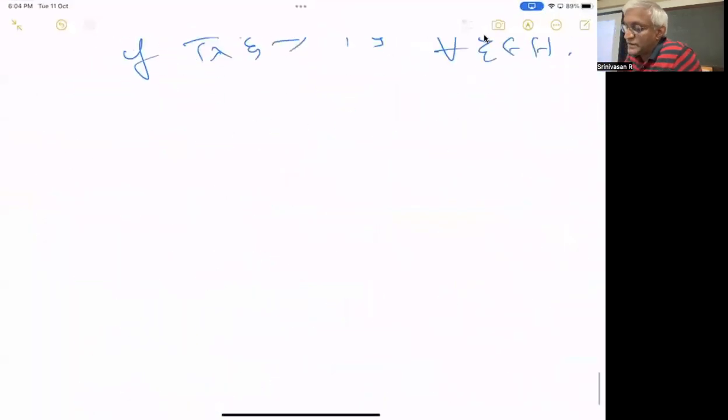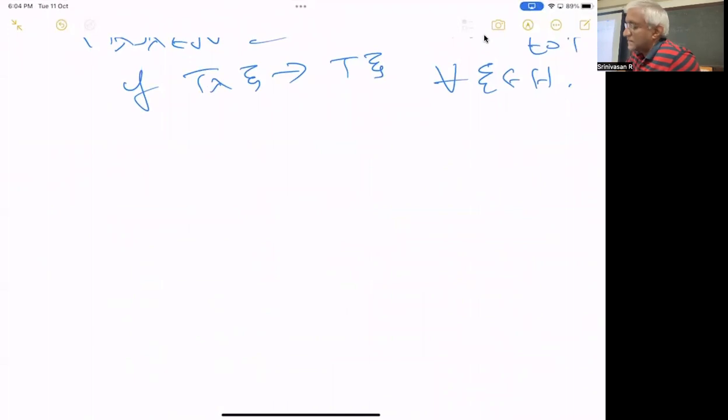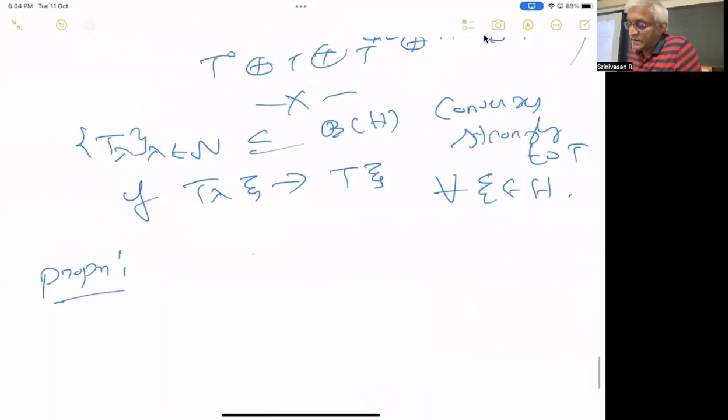The weak topology is where you have to take the inner product. Weak topology is ⟨T_λ ξ, η⟩ goes to ⟨T ξ, η⟩. Okay. Now this map is strongly continuous. So this is the proposition. It goes to the definition. It is just T_λ goes to T, or T_n goes to T, if T_n ξ goes to T ξ for all ξ. That's all.